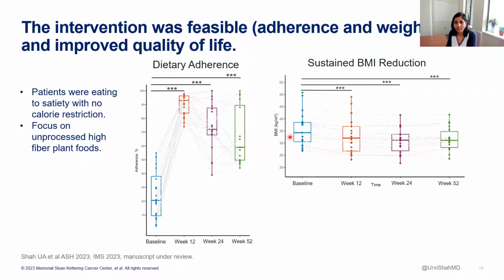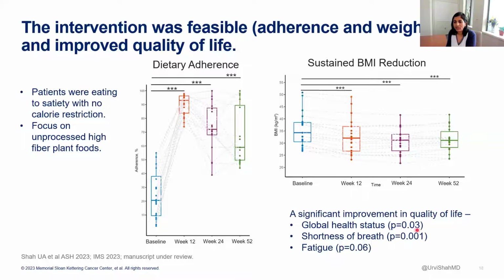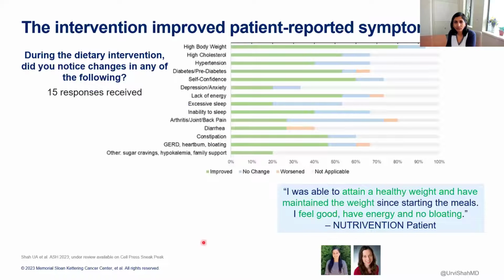We also saw that patients lost about 7% of their weight and maintained that weight loss. Remember, we enrolled patients who had an elevated body mass index, so had overweight or obesity. So we were expecting some weight loss, and a 7% weight loss that's maintained is very good. We also saw that quality of life improved, so patients felt better. Their overall health, they felt better, shortness of breath improved, and fatigue also somewhat improved.